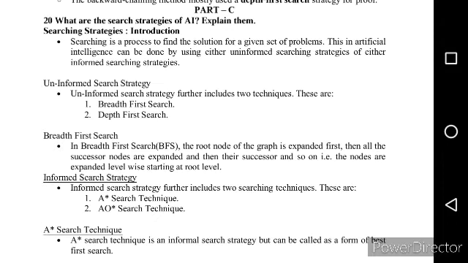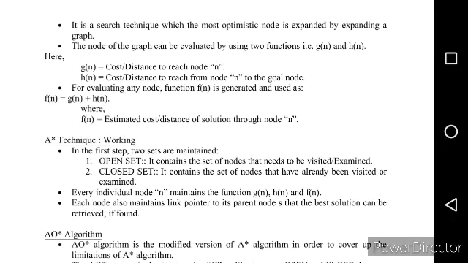Informed search strategy. Informed search strategy further includes two searching techniques: A asterisk search technique and AO asterisk search technique. A asterisk search technique. A asterisk search technique is an informed search strategy but can be called a form of best first search. It is a search technique in which the most optimistic node is expanded by the expanding a graph, that is g of n and h of n.